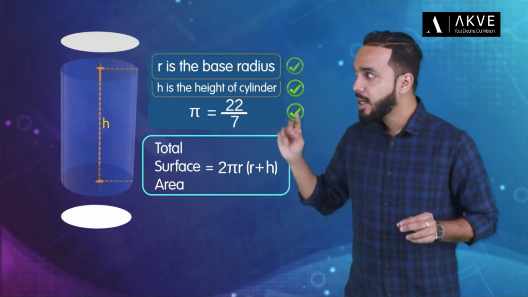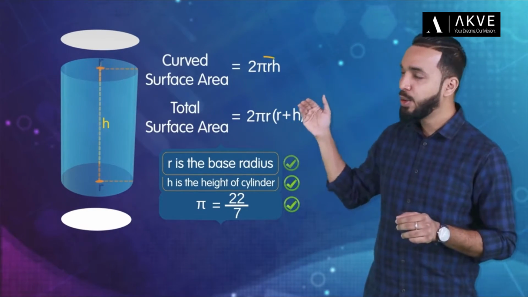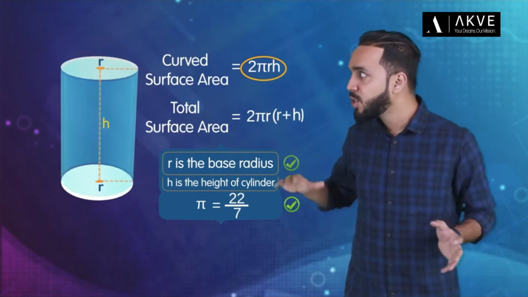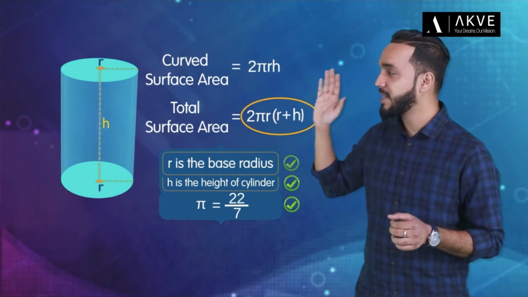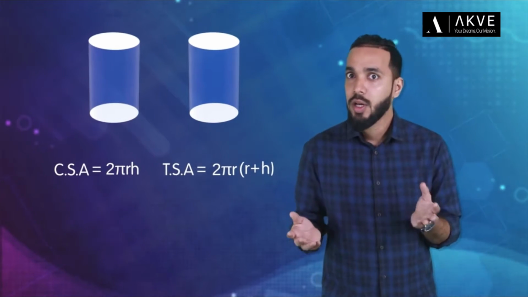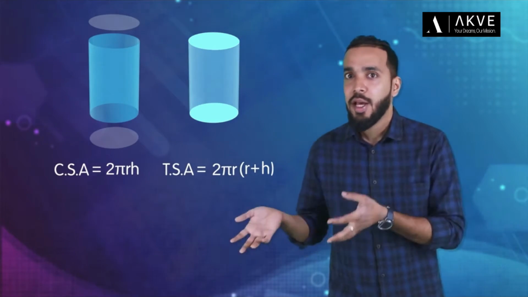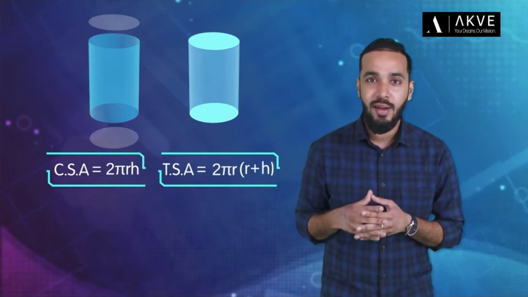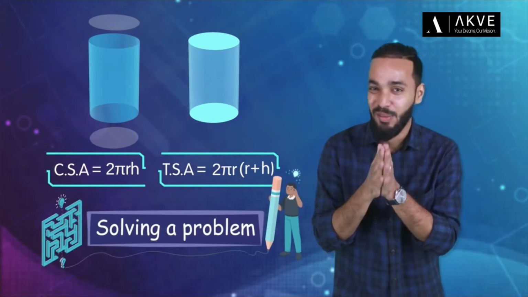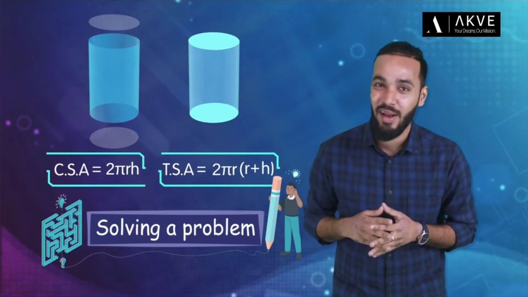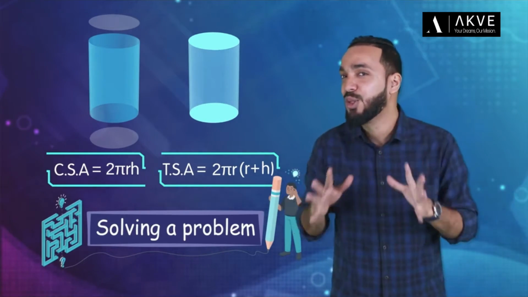So remember, curved surface area is 2 pi r h and total surface area is 2 pi r into r plus h. So now that the concept is clear and the formula is also known, what's the next logical step? Solving a problem, right? You know me so well. I have an interesting one for you though.